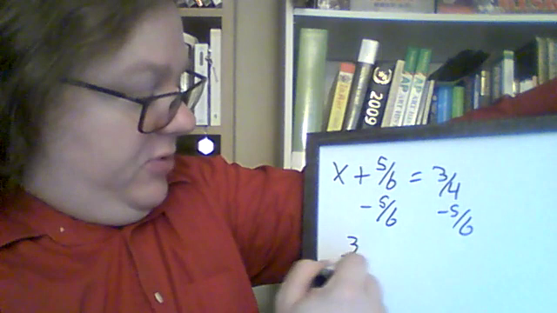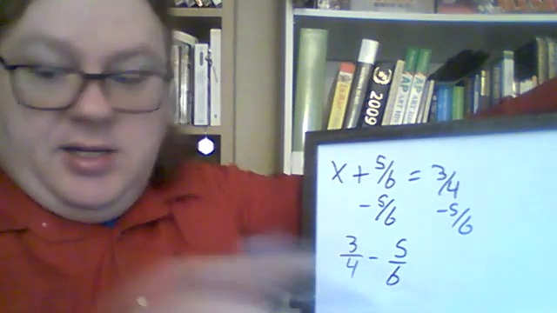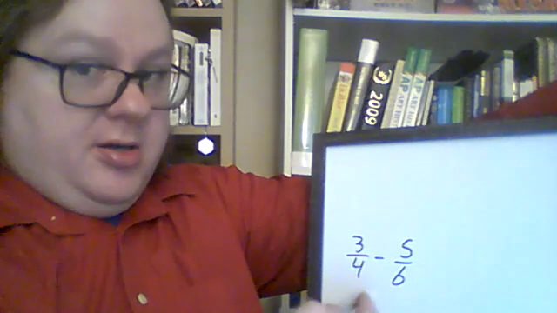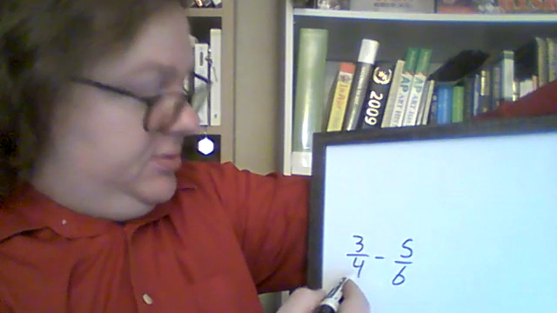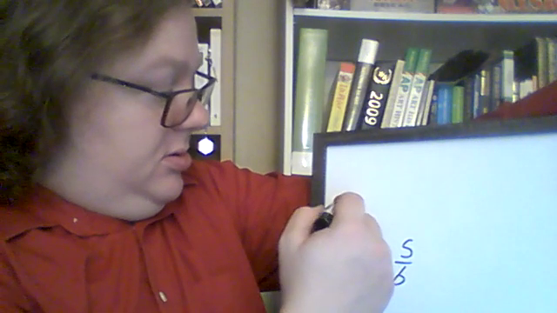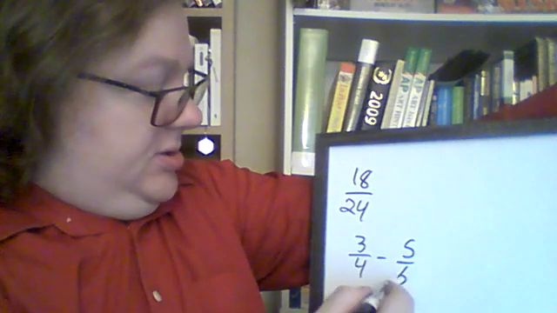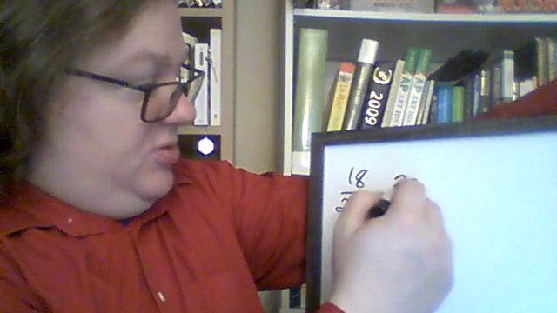So 3 over 4 minus 5 over 6 is, we're going to have to convert. Let me make some space. We're going to have to convert these into a like denominator. So we're going to multiply this one by 6 and this one by 4. So 6 times 4 is 6, 12, 18, 24. 6 times 3 is 18. 6 times 4 is 24. 5 times 4 is 20.